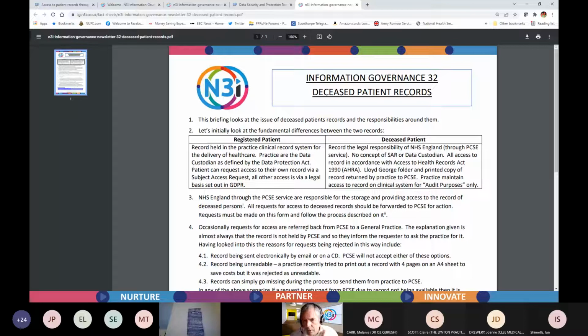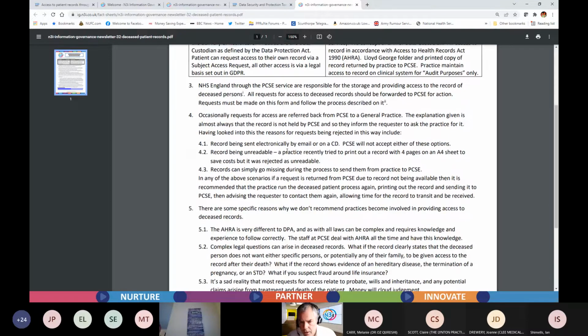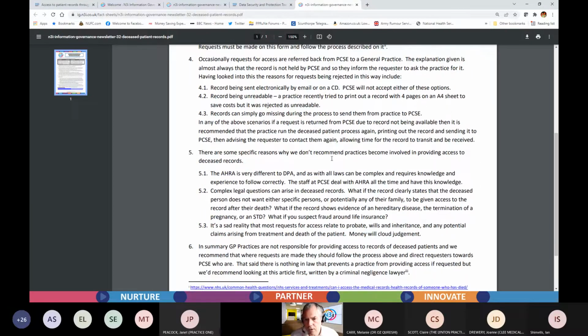I'm sure you're all aware of it. It's one of our fact sheets that we've got on there. It goes through the concepts of deceased records, how it should work. The bit, and I know that everyone hates it, is printing off the record when a patient's deceased, and I'm on a mission to try and sort that out somehow, but we'll get there with that one. But this is more just about how you deal with requests for access to patient deceased records.